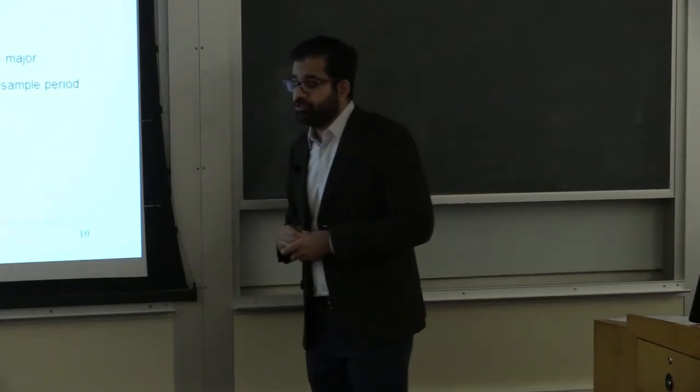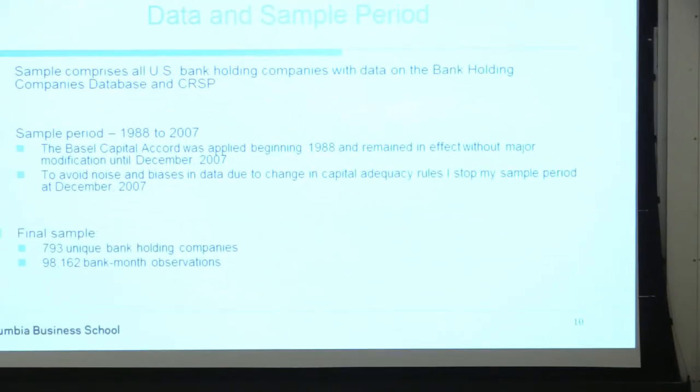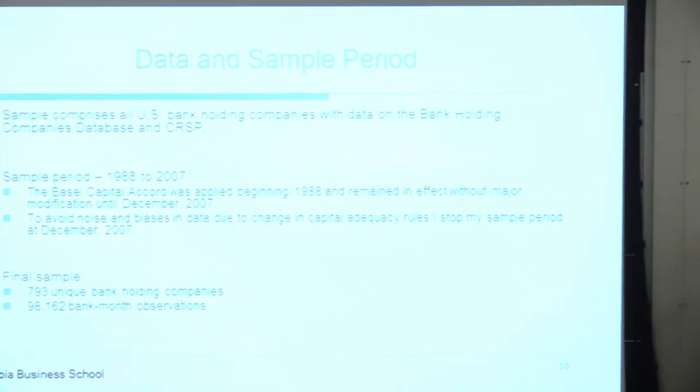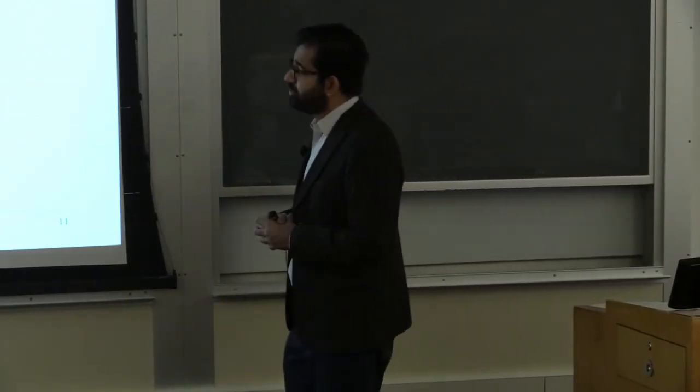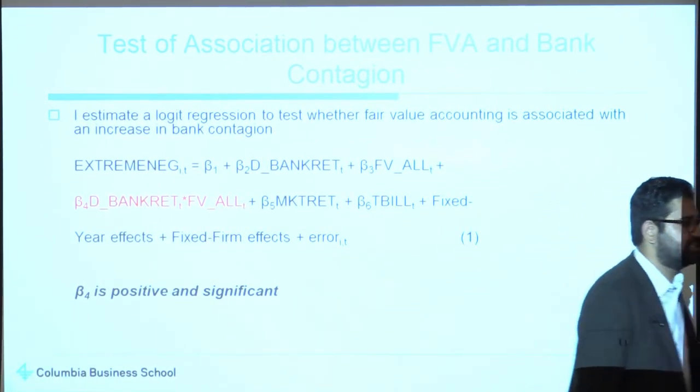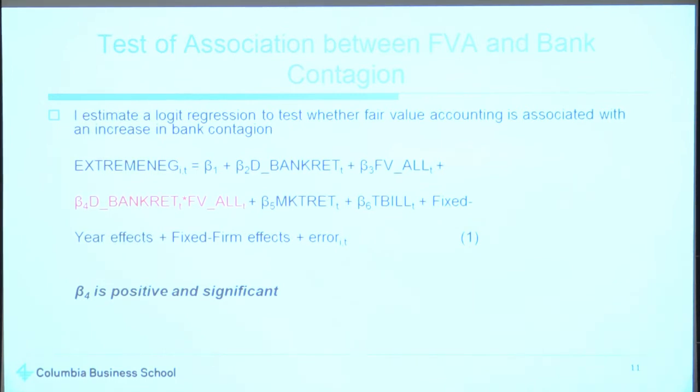To do this, I use the bank holding company database, which basically comprises all banks above a certain threshold providing their financial disclosures to the regulators on the Y9Cs, and its intersection with the CRSP database, which has the equity prices for all the banks. My sample period extends from 1988 to 2007. I end in 2007 because that's when the fair value rules were relaxed and changed, and the last paper that I'll show picks up on how the change in the accounting rules for fair value accounting had an impact on systemic risk. I end up with about 793 bank companies, lots of observations. And I use a logit model, where I look at the association between extreme neg, which is a measure of extremely poor stock returns for an individual bank.